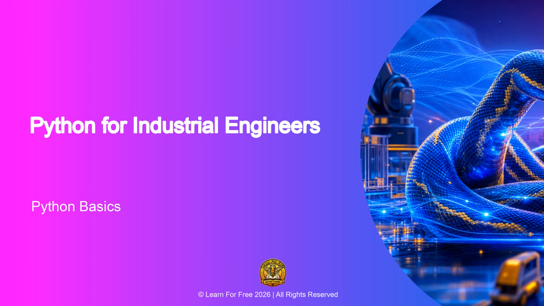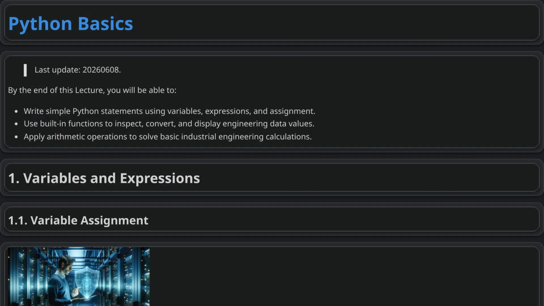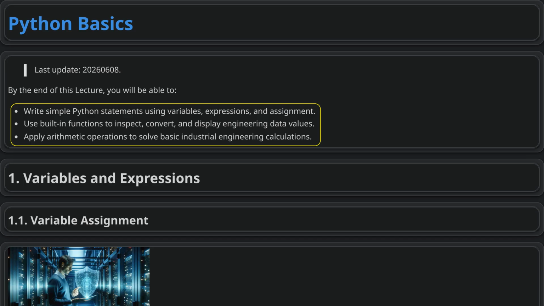Module 1, Lecture B, Python Basics. By the end of this lecture, you will be able to write simple Python statements using variables, expressions, and assignment. Use built-in functions to inspect, convert, and display engineering data values. And apply arithmetic operations to solve basic industrial engineering calculations.